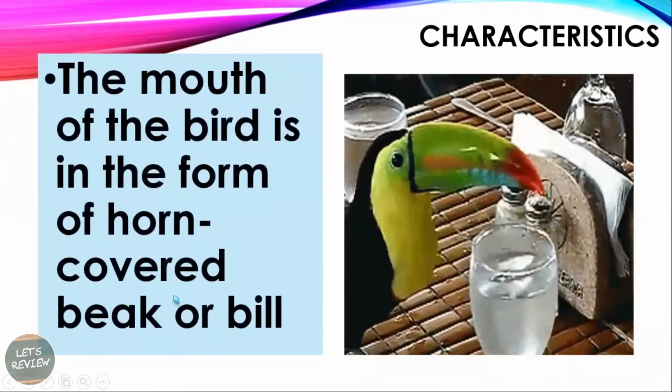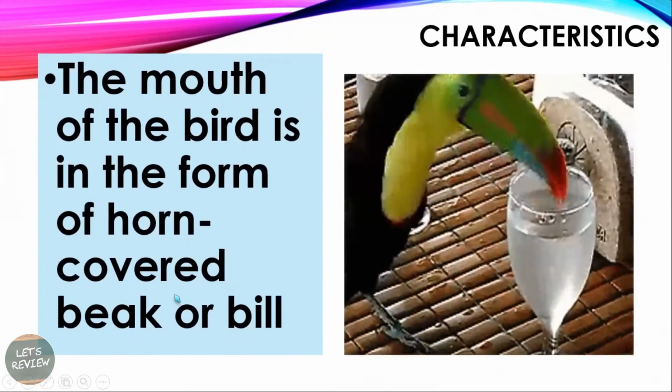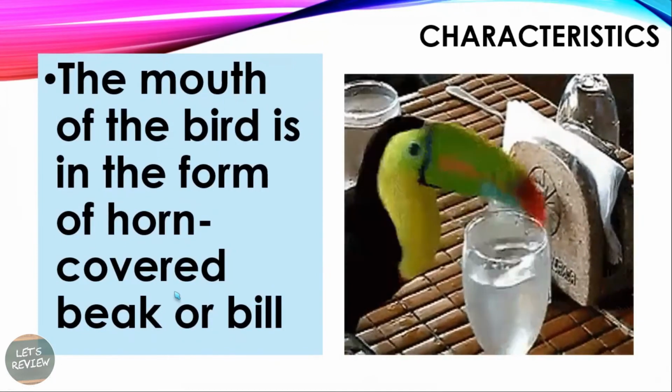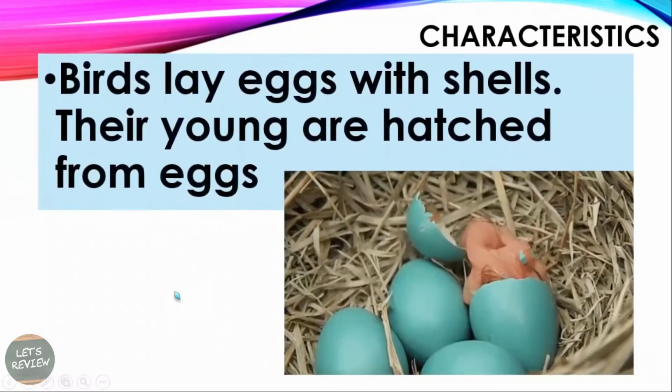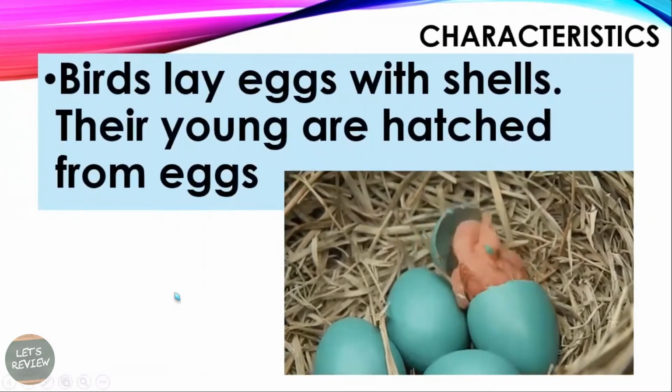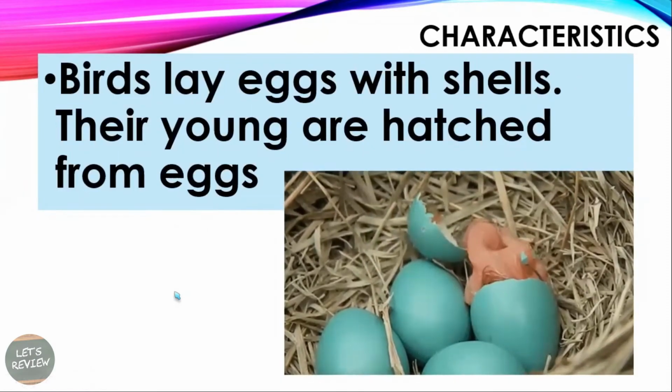The mouth of the bird is in the form of a horn-covered beak or bill, and the structure of the beak depends on how they feed. Birds lay eggs with shells, and their young are hatched from eggs.